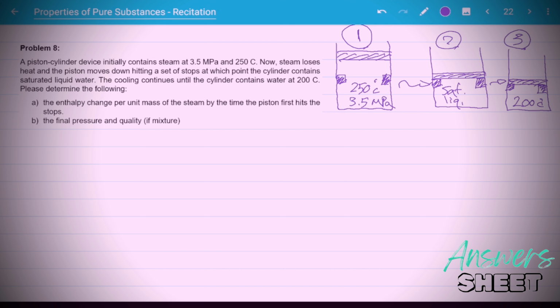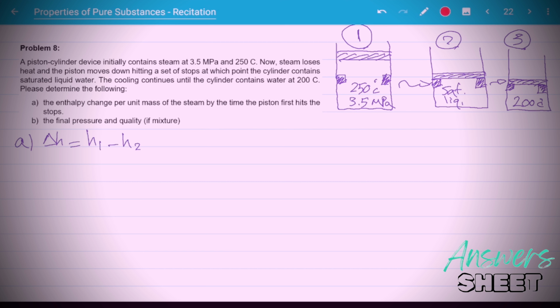We are asked to find the enthalpy change per unit mass of the steam by the time the piston first hits the stop, and the final pressure and quality if the system is in mixture at point 3. Okay, so for part A, we are actually looking for the change of enthalpy between state 1 and 2.